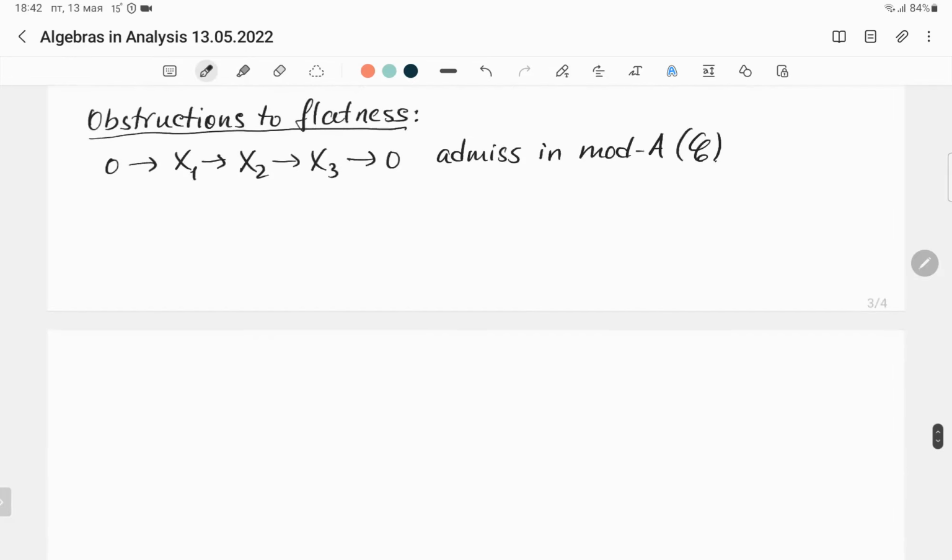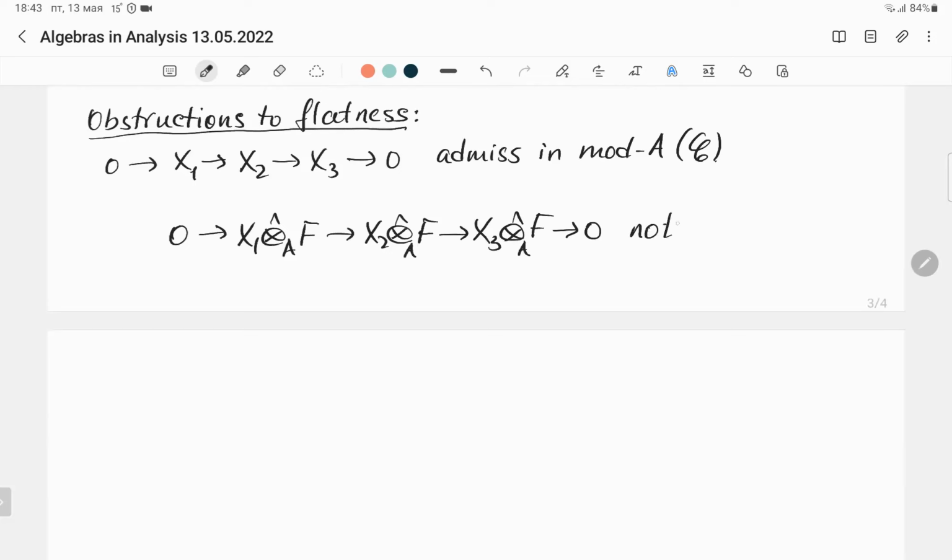So in general, if we apply the tensor product functor by f, we look at the following sequence. And in general, if we know nothing about f, then the sequence is not exact in the category of vector spaces. But why? Why is it not exact?